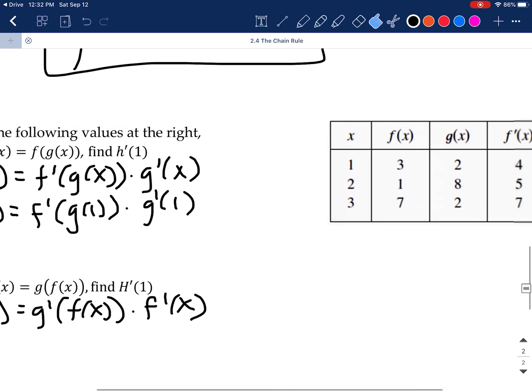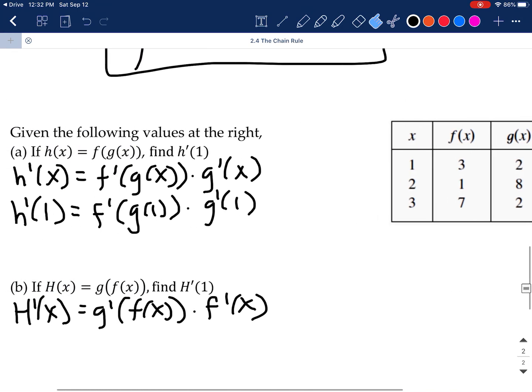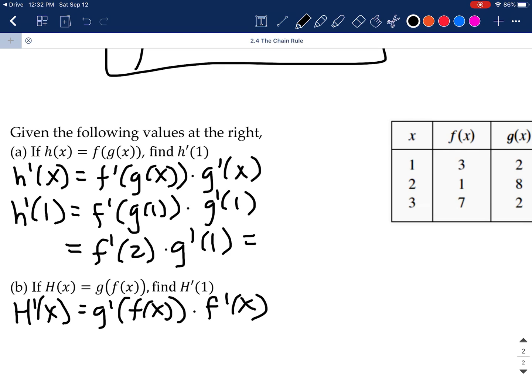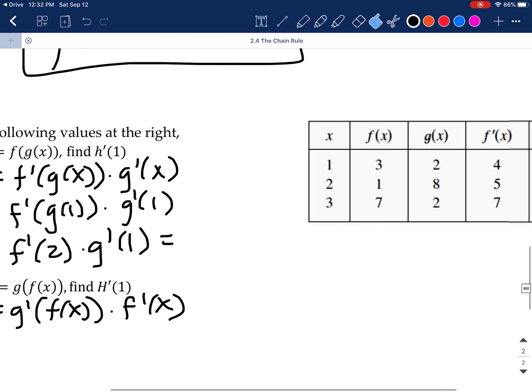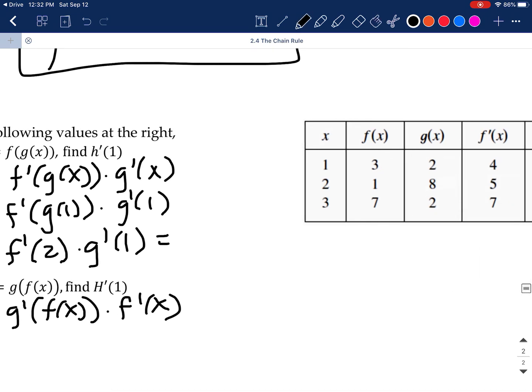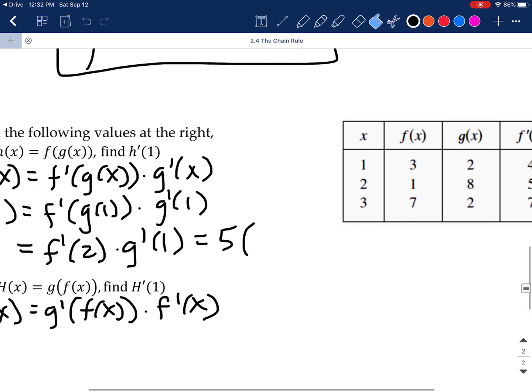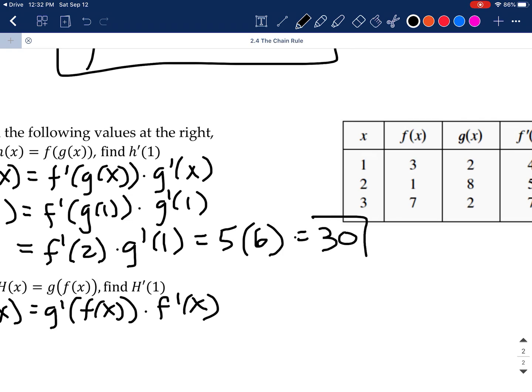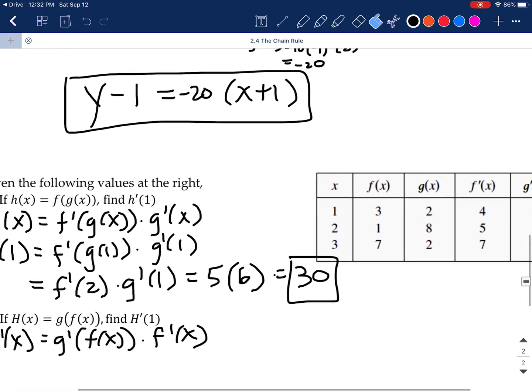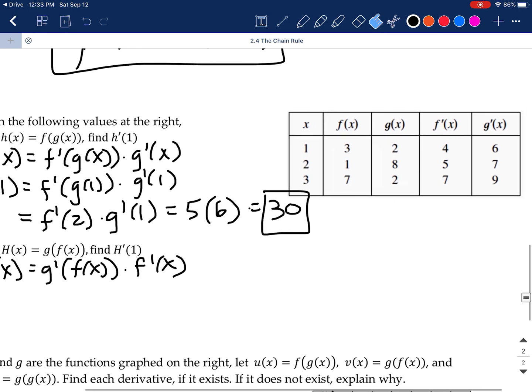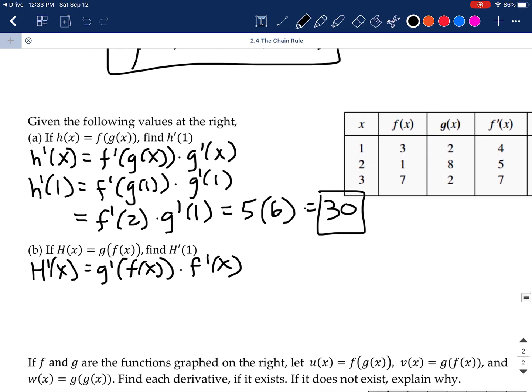So let's go ahead and look at our table here. So what's g of 1? We need to find g of 1. G of 1 is 2. So this is going to be f prime of 2 times g prime of 1. So then f prime of 2 is 5. And g prime of 1 is 6. So we'll get 30 as our answer. Good. And then we can zoom out a bit here.